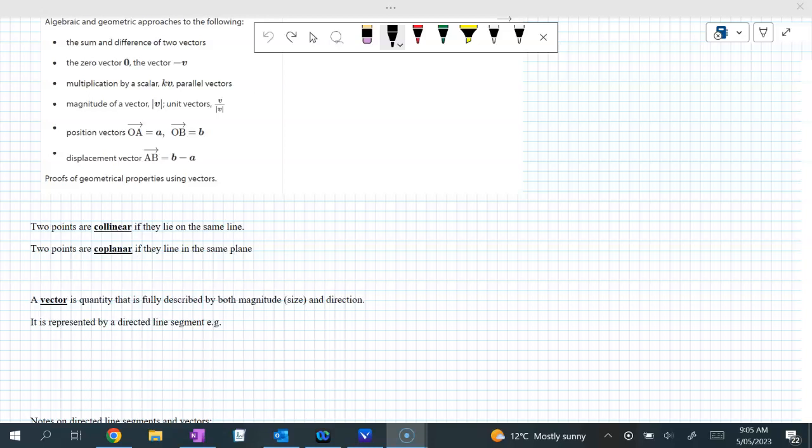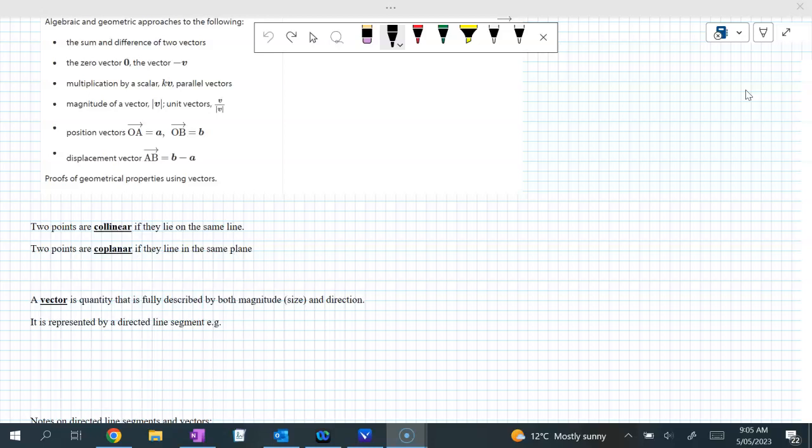Hi everybody, today we're looking at vectors and it's an introduction to vectors. So you may be aware of some of these things already, but we will develop and extend our understanding in future lessons. But just to start with, a definition of collinear and coplanar.